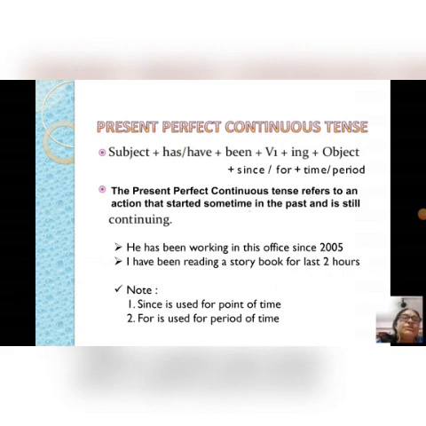So since is used for a point of time. Point of time means exact time: 8 a.m., 9 a.m., since morning, since evening, since 2005. And for is used for a period of time. Period means duration: 2 hours, 4 hours, 10 months, 6 months, 2 years.